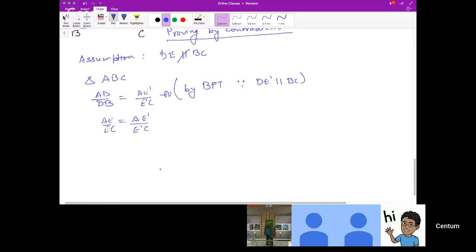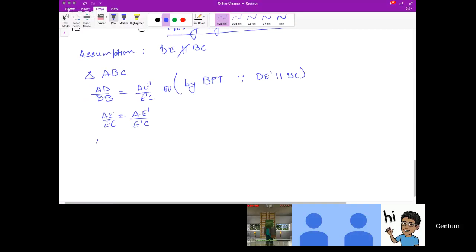Okay. Now what's the next step? Let's add 1 to both sides. You will see AE by EC plus 1 is equal to AE' by E'C plus 1. Now why did I add 1? It will be clear in the next step. If you add and then simplify, it becomes AE plus EC divided by EC, and hence AE' plus E'C divided by E'C.